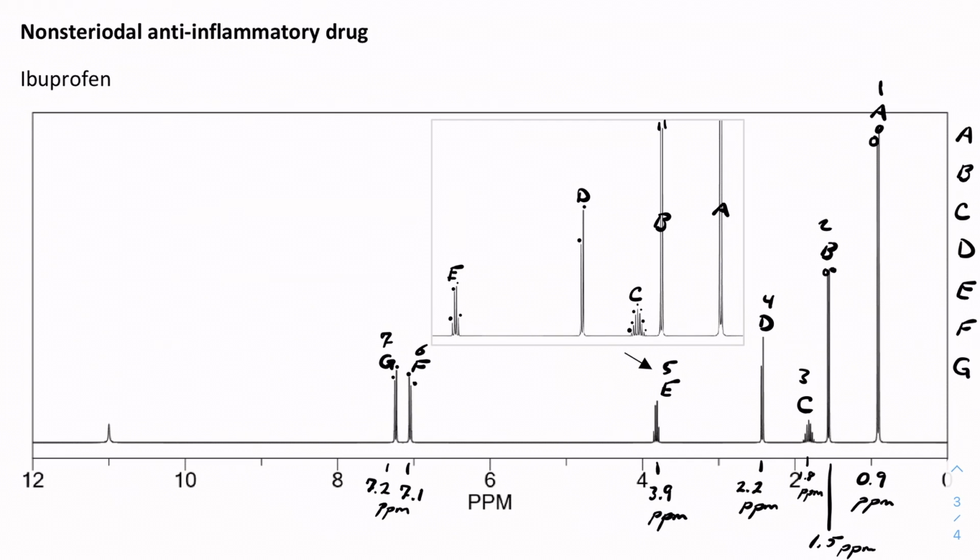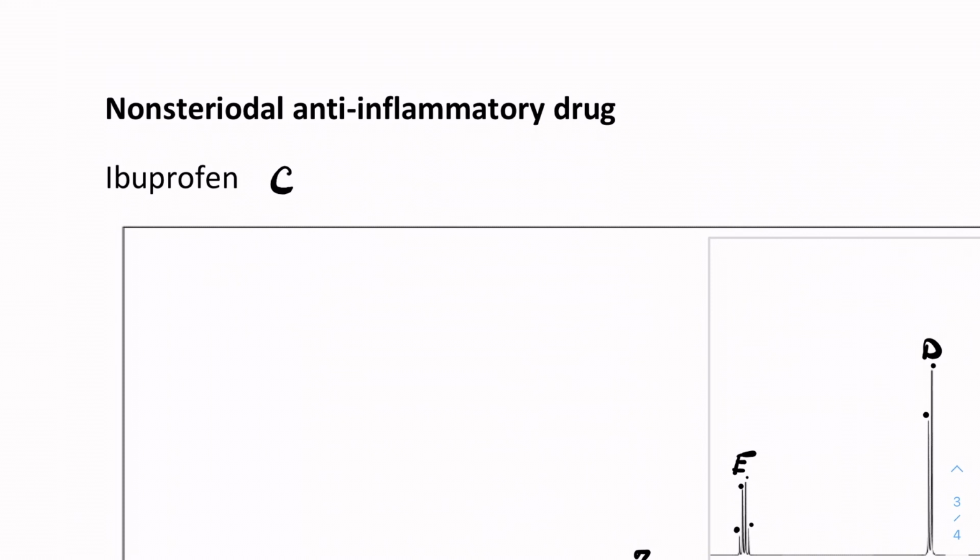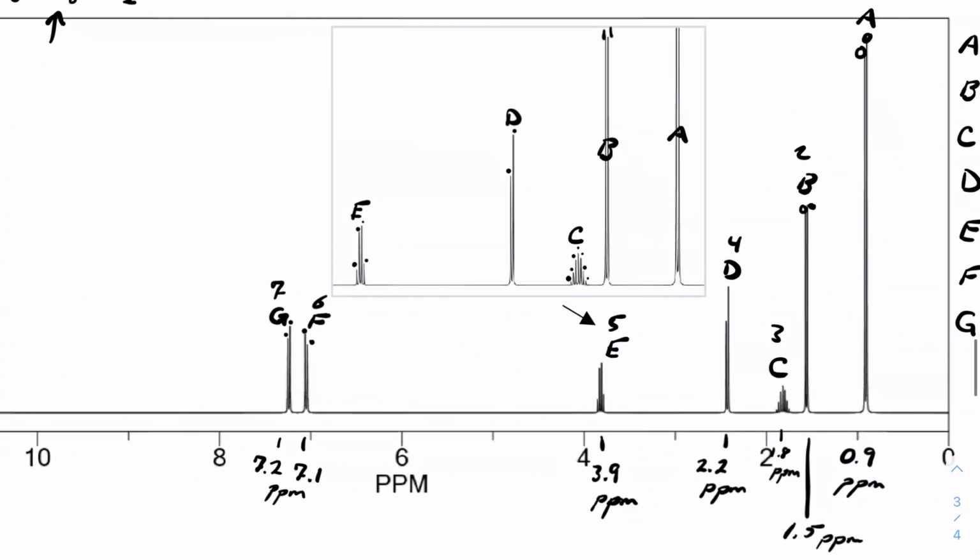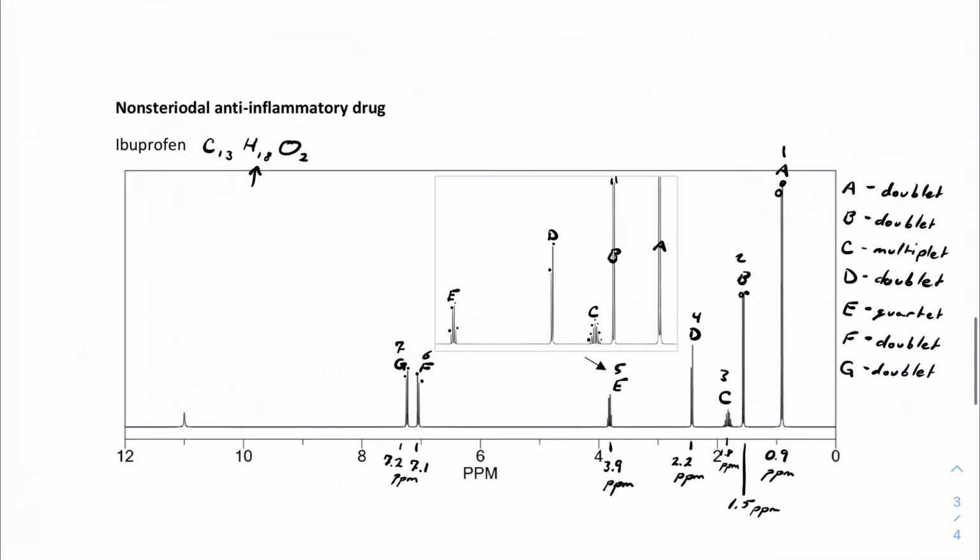So what we're going to do is just write down the chemical formula for ibuprofen, which is C13H18O2. So what we're focused on here is the 18 hydrogens, and those are going to be split up among 7 different signals. So now we have to determine how many hydrogens are exhibiting each signal.